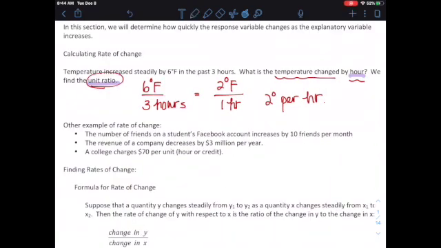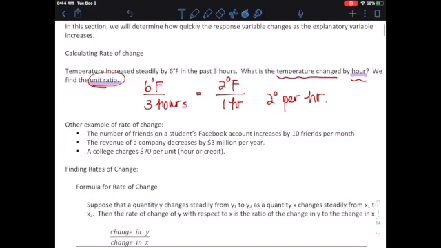And we have some other examples for rate of change. For example, in the little bullets, there are 3 other examples. The number of friends on a student's Facebook account increased by 10 friends per month. So that's 10 friends per month. That's your unit rate right there. And then the next one, the revenue of the company decreased by 3 million per year. There's your unit rate, 3 million per year. That's going to be actually a negative number.